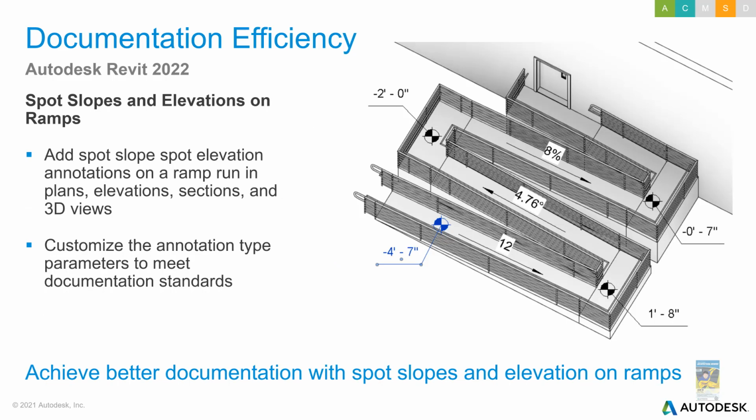Now you also have the command for spot slope and elevations are now functioning for ramps. So prior to 22, it wouldn't register that data and give you that data. You can now get that data out, and you can actually tag it in plans, elevation sections, and 3D views.